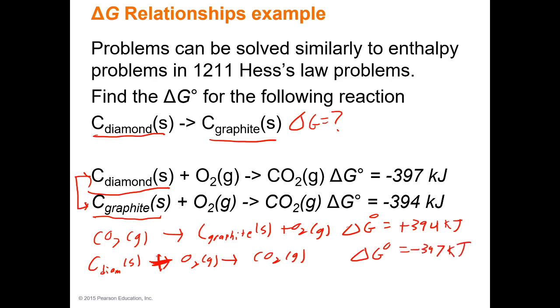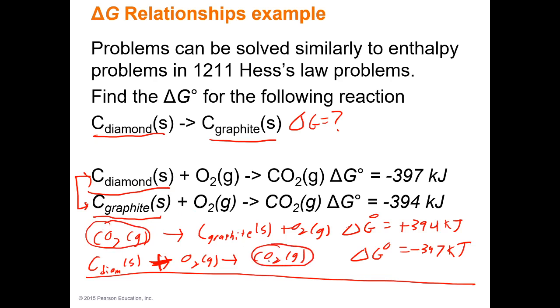So if we combine these, what we can do is we can cancel things out that occur on opposite sides. So for example, here, CO2 is a reactant. Here it's a product. Therefore, if we were to combine them, they would cancel because there'd be one on the reactant side and one on the product side, which means it doesn't change at all. Similarly, our oxygen here cancels and our oxygen here cancels. And we're left with C diamond goes to carbon graphite. And when I combine those, I would get a delta G naught of negative 3 kilojoules. So this is our change in free energy.